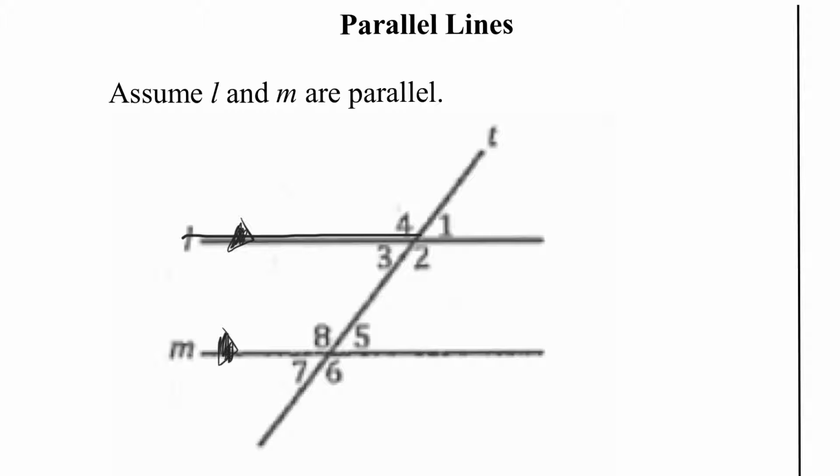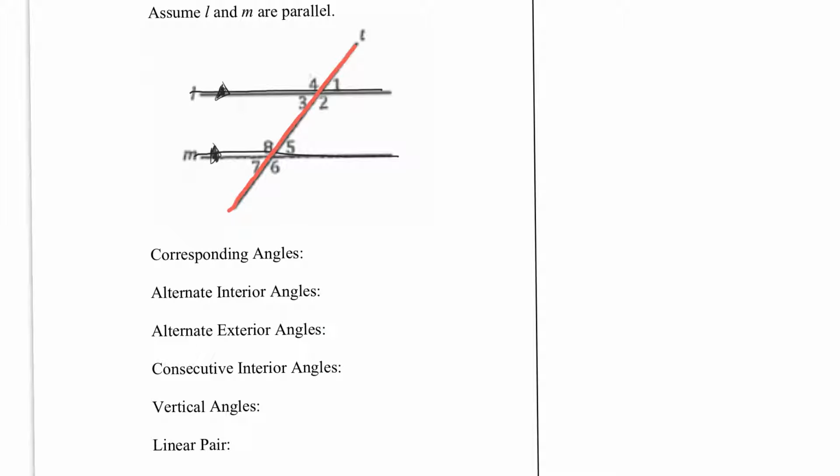When you have two parallel lines, which are the black ones, cut by a transversal, which I will make red, you got lots of different special things happening. So for example, one of the things, we're going to have what's called corresponding angles. Those are angles in the same position. So if you look at angles 3 and 7, they're in the same positions of those parallel lines. They're corresponding.